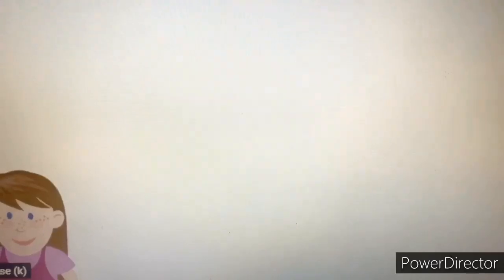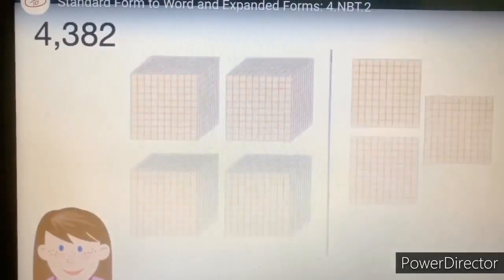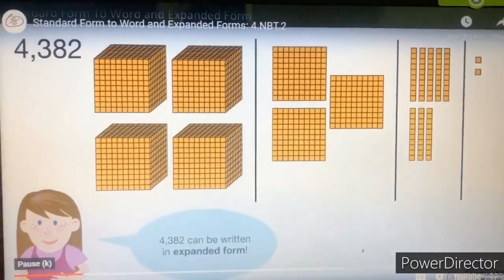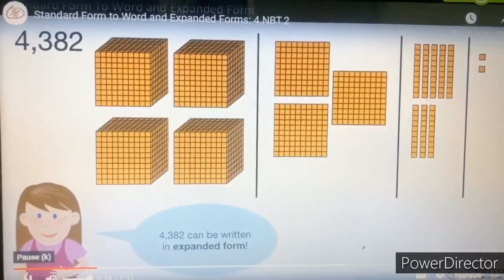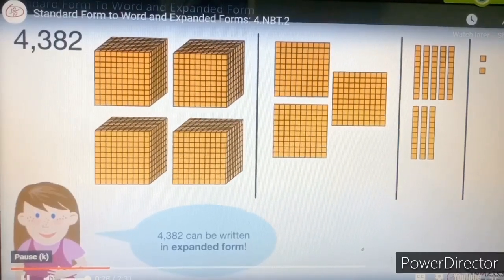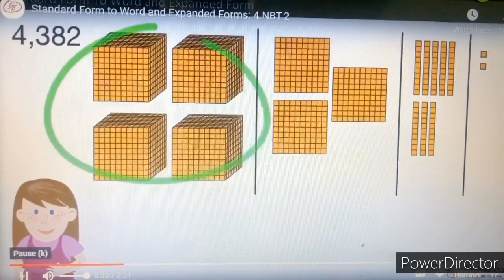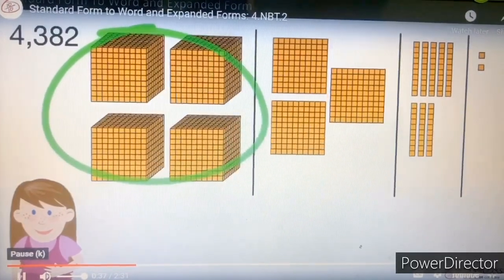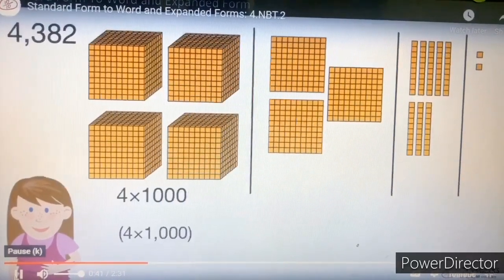Here's a number in standard form or number form. We can use base 10 blocks to help visualize the number. This number can be written in expanded form. To write the expanded form of a number, you have to think about the value of each digit. Use the blocks to help you write it in expanded form. To think of the expanded form of this number, you can see that there are 4 thousands. That's 4 groups of 1,000 each. So you can think of it as 4 groups of 1,000 and write 4 times 1,000.